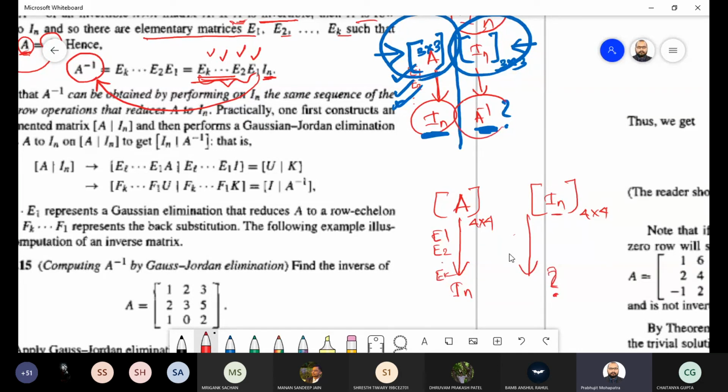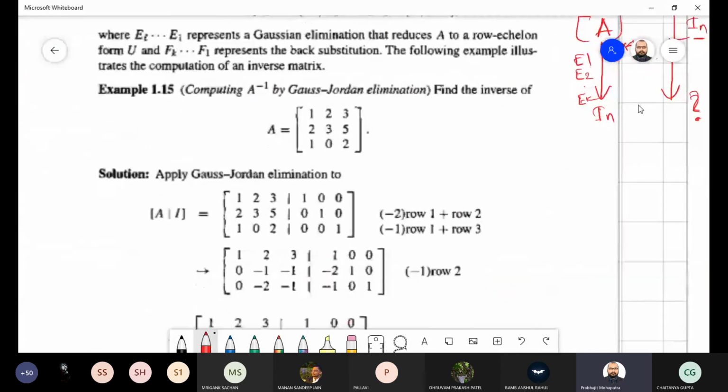What you are going to get? You are going to get A inverse. A inverse. Okay or not? So now we are going to find A inverse of one matrix using these elementary operations.